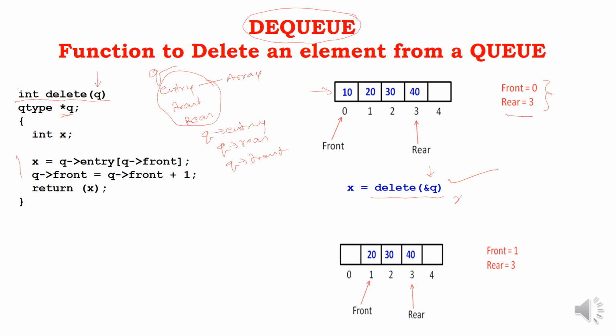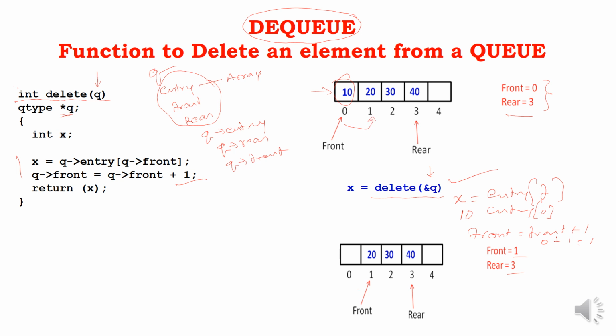x is equal to entry of front. What is front? 0. Entry of 0 here is 10. So x is 10. Then front is front plus 1. Front is already 0, 0 plus 1 becomes 1. See here, front is 1, rear is 3. Rear is constant. We are not changing rear. So here we are removing 10 and front is moving to the next location.